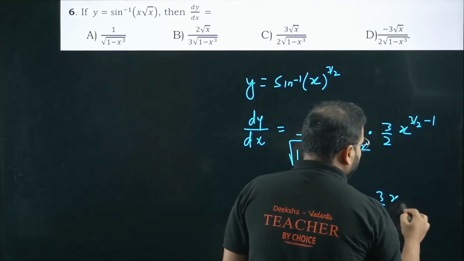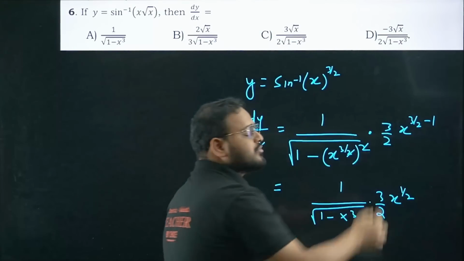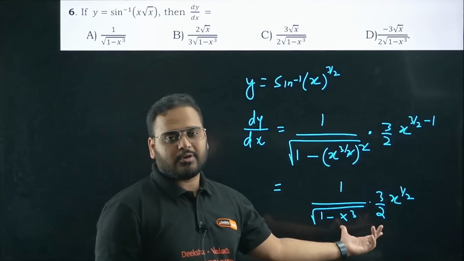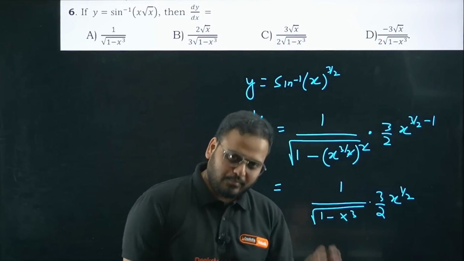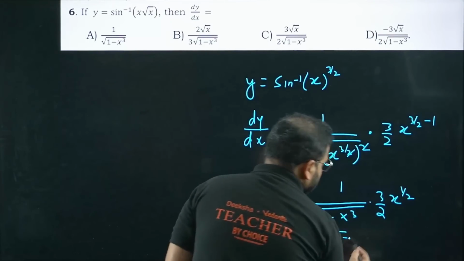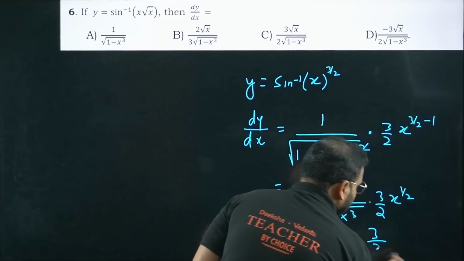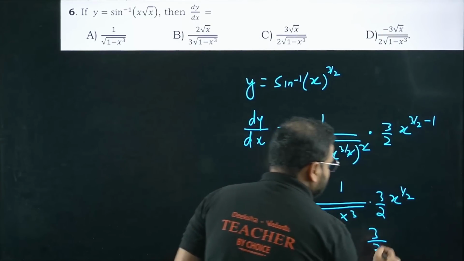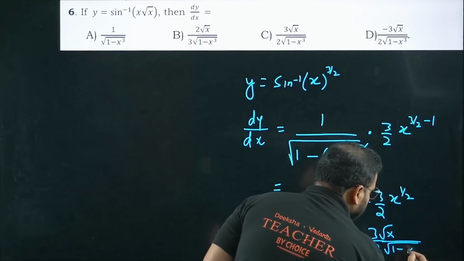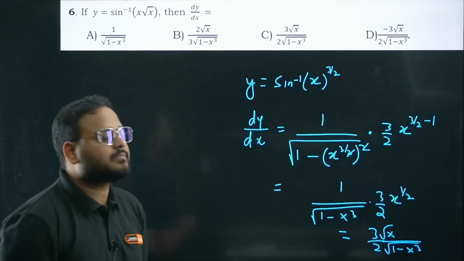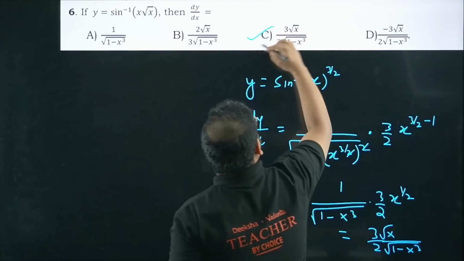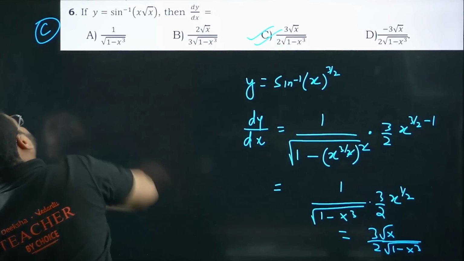I'll have only x power 1 by 2 left, because 3 by 2 is 1.5, minus 1 is 0.5, which is 1 by 2. If you're not sure, do the calculation from your side. If you think I went too fast, pause the video and do the calculation yourself. My answer will come like this: 3 by 2 is the coefficient, x power 1 by 2 is nothing but root x, and the denominator is root of 1 minus x cube. So option C looks right. Option C looks perfect.